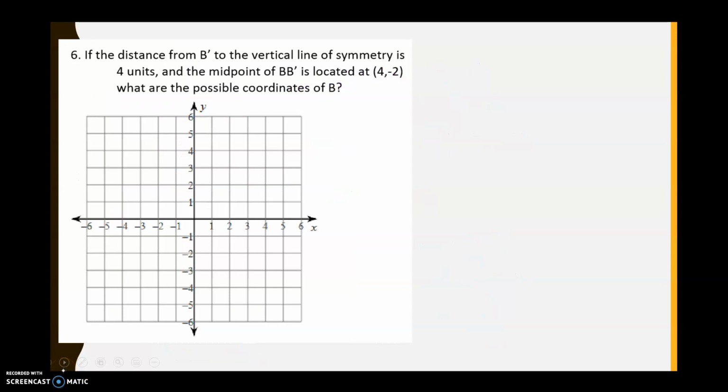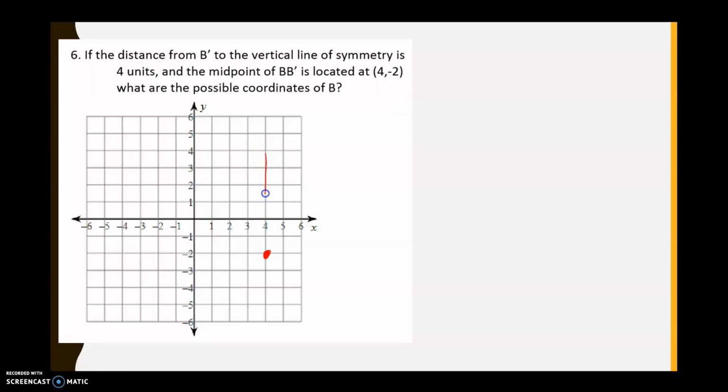And number 6. If the distance from B prime to the vertical line of symmetry is 4 units, and the midpoint of B to B prime is located at 4, negative 2. So over at 4, negative 2, this is my midpoint, or the average between my two points here. What are the possible coordinates of B? Well, I have a vertical line of symmetry, which means if that's the middle there, I know my line of symmetry is going to be like this, because it tells me it is a vertical line of symmetry. But they're also telling me that I am 4 units away.